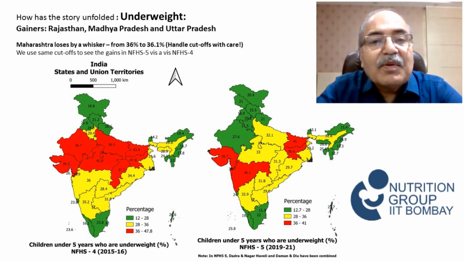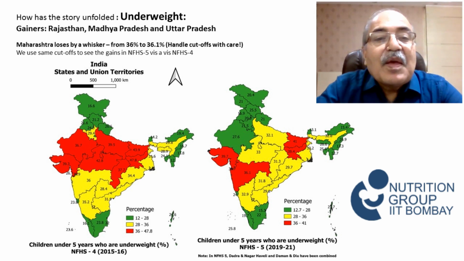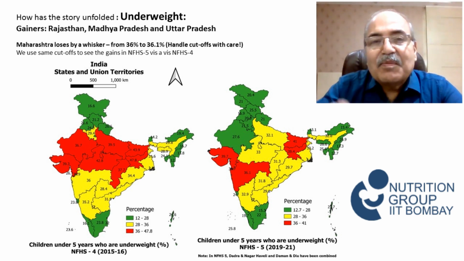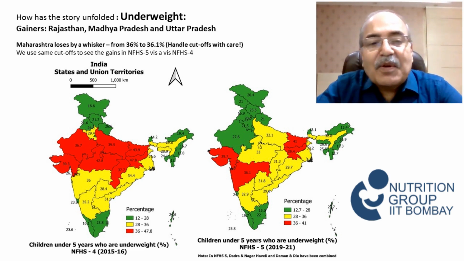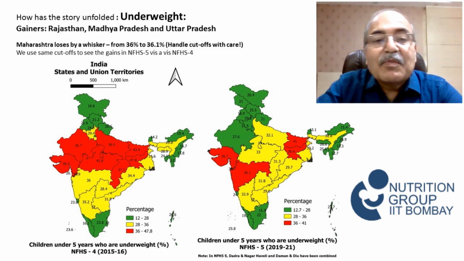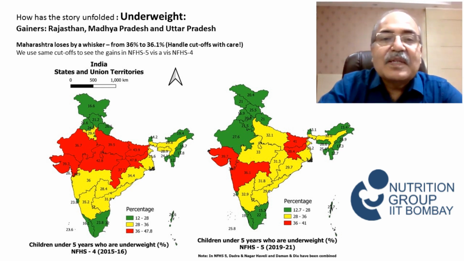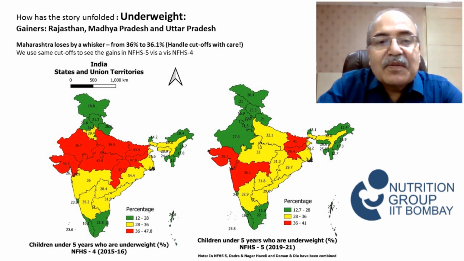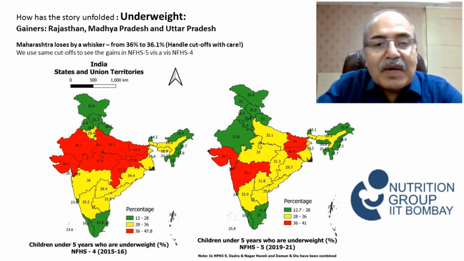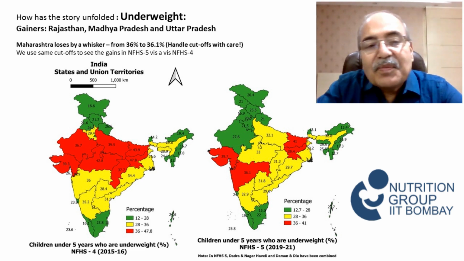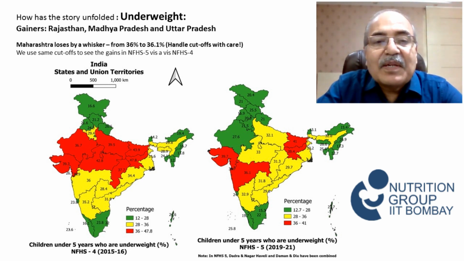So with the same cutoff, what we essentially see, Rajasthan, MP and UP have been gainers. Okay. Maharashtra loses just by a whisker, 0.1. So if my cutoff was not 36 but 36.1 or 36.2, Maharashtra would have moved from yellow to yellow. So there is a lesson that we should also handle our cutoff with some care. But if we just go by this criteria, then yes, Rajasthan, MP and UP have been gainers. And as I said, Maharashtra just loses by a whisker. Down south, Kerala and Tamil Nadu have retained their situation. Chhattisgarh has improved.